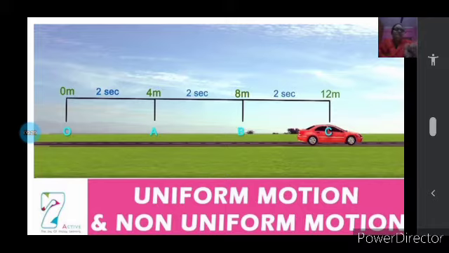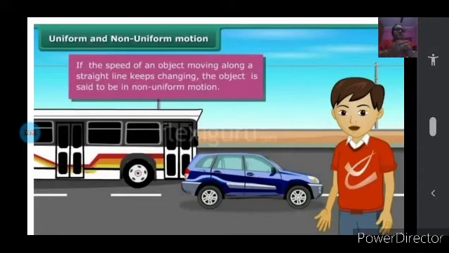With this, if you draw it in your rough book, you will be able to understand what you mean by equal distance and equal intervals of time. Next, when will you say it is non-uniform motion? If the speed of an object moving along a straight line keeps changing, the object is said to be in non-uniform motion. In the previous example, if in 2 seconds, 2 seconds, 2 seconds, it is not covering equal distance, not 4 meters, 4 meters, 4 meters in equal intervals of time, for example because the road is having heavy traffic, then we call it non-uniform motion.